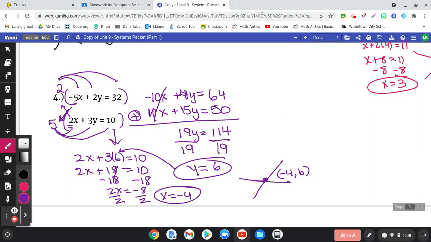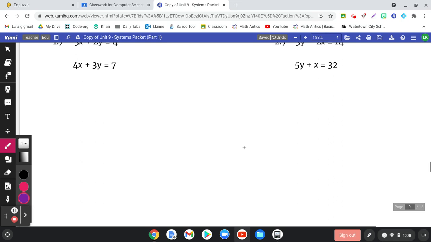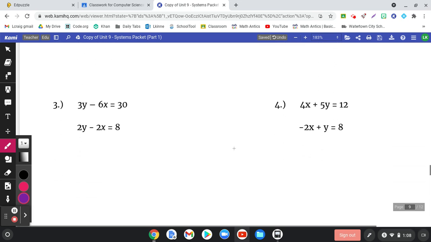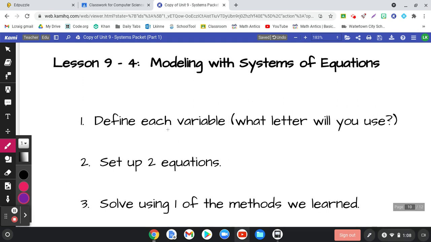So again, this method and substitution are both considered algebraic, where if you were to graph them, that would be graphic. I would like you to practice on the next page. There's 4 questions. And then our last lesson will be about modeling, which is just word problems. Not as bad as it sounds.